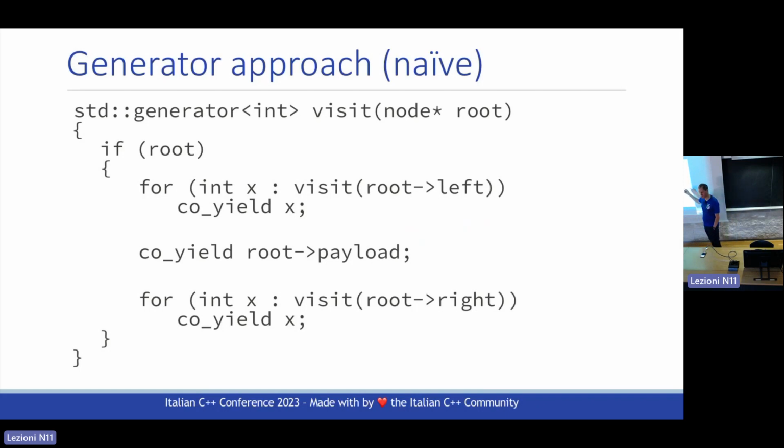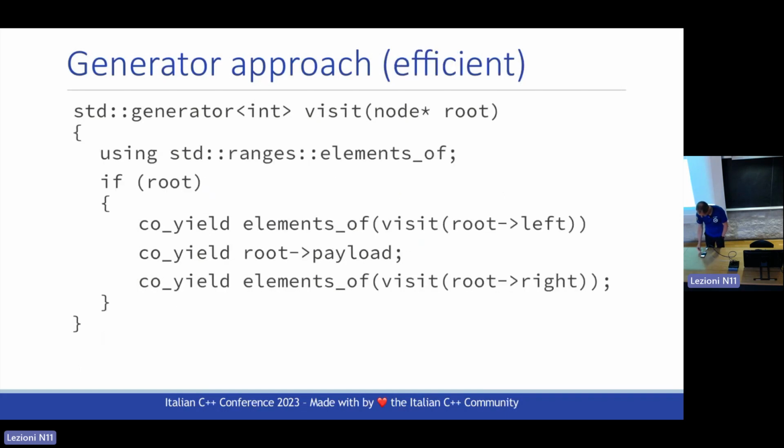Fortunately, we have a better way to do this, and it's this. This little wrapper here yields elements of the visit of the left branch and the payload, and the elements of the right branch. Once you get accustomed to the co_yield syntax, it's quite easy to read. So I would say this code is pretty maintainable.